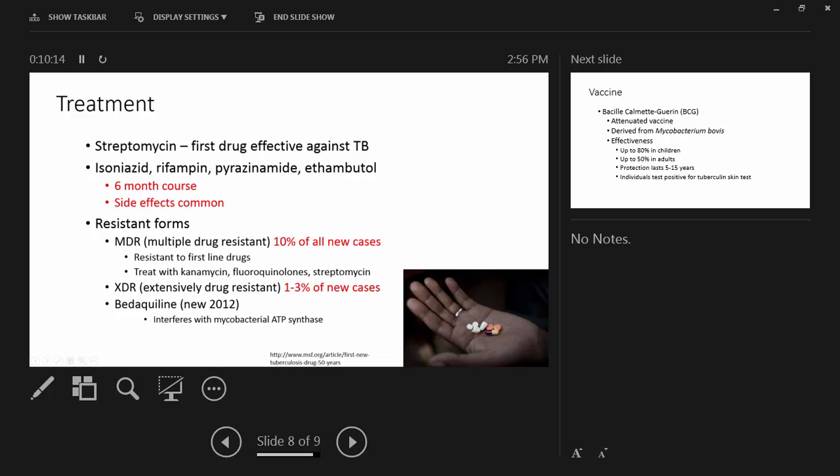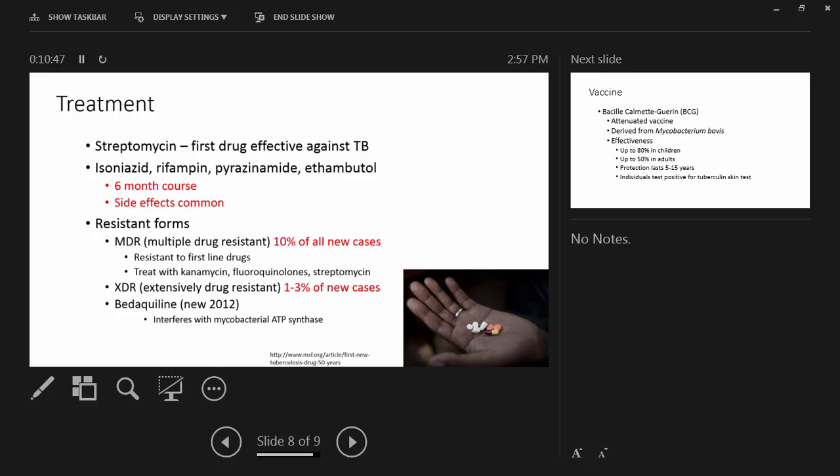And the problem is side effects are really common. They've got this huge cocktail of drugs that they're taking every day, and these drugs are giving them headaches, making them feel nauseous, making them feel tired. So they're drugs that are not fun to be on. So once people start feeling better after a couple months, it's common for them to quit taking them. So they have special programs where they send a healthcare worker to homes and actually watch people take their drugs, just to keep them from quitting.